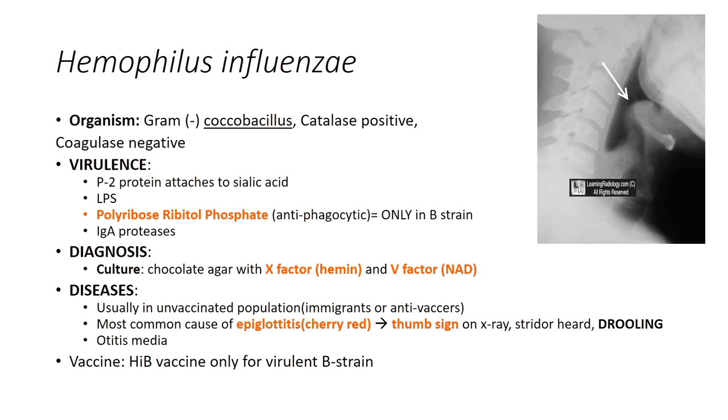And then most importantly, its most severe virulence factor is the polyribose ribitol phosphate capsule. This is an antiphagocytic capsule, and it is only found in your B strain. So your Haemophilus influenzae B strain has your PRP capsule. All the other Haemophilus influenzae strains do not have your PRP capsule. So definitely know that that is the difference between them.